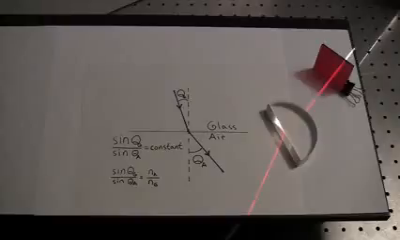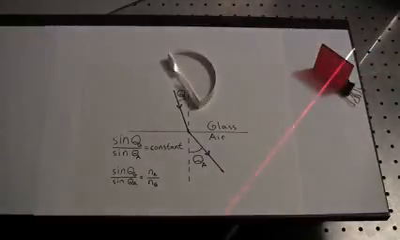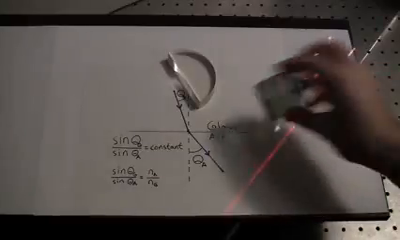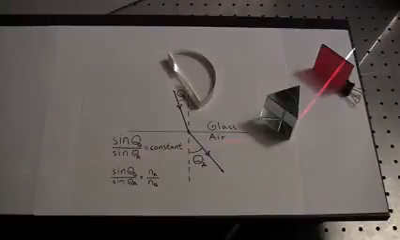This expression allows us to predict what will happen at a planar boundary as we change the angle of incidence. And it also allows us to deal with more complicated shapes, like this triangular prism. It's just a matter of geometry and keeping track of the angles.